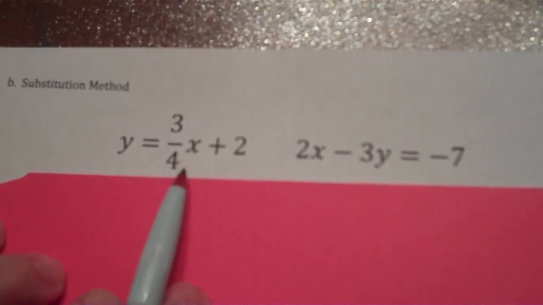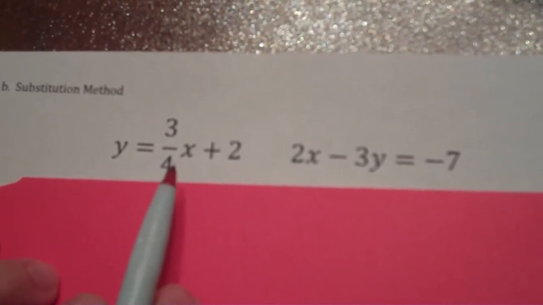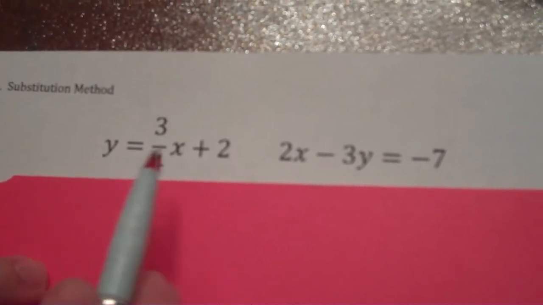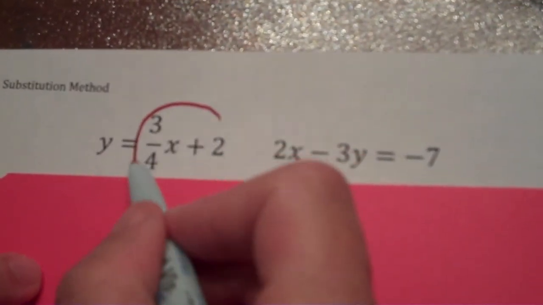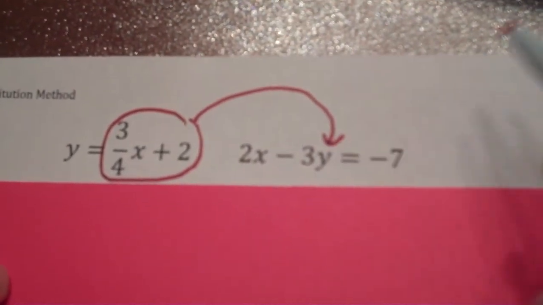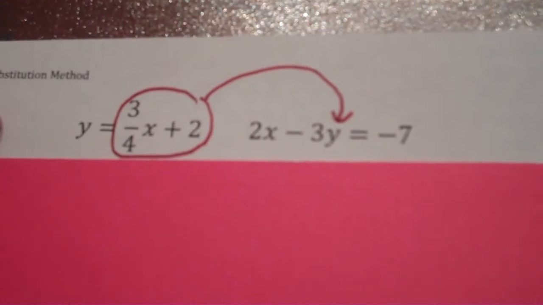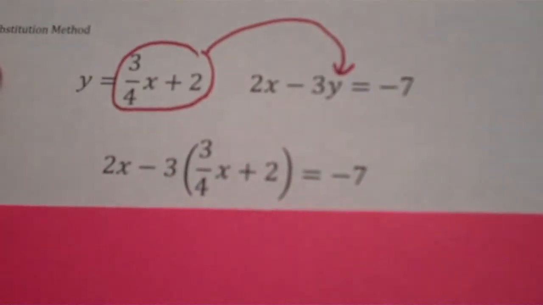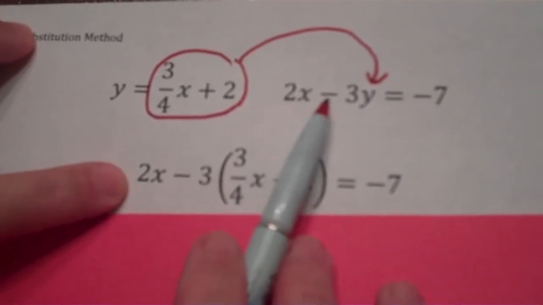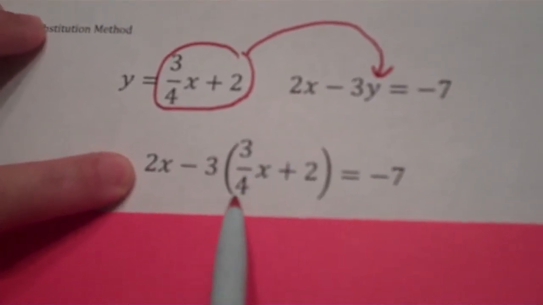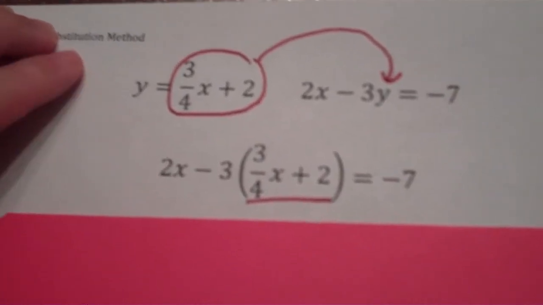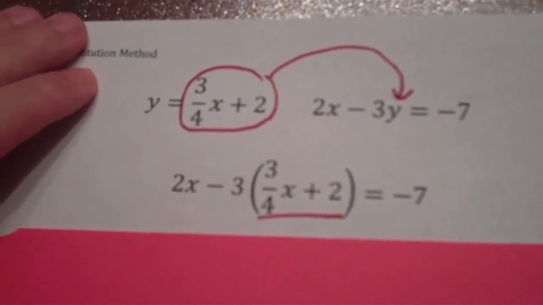This one is already in the y-intercept form. So it's already solved for y. What I need to do then is to take this value, which I know equals y, and substitute it into the other equation for y. And let's take a look and see what that gives us. I'll have basically 2x minus 3 times y equals negative 7. Well, now what we have to do is solve this algebraically. Let's go ahead and do that.